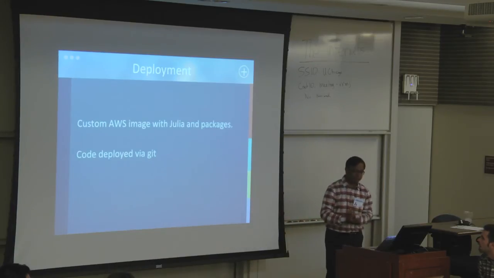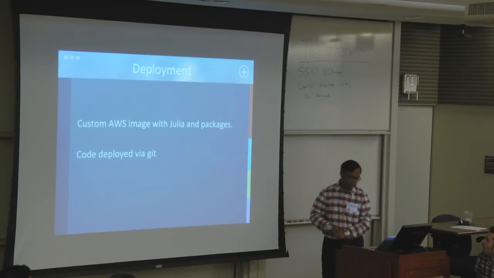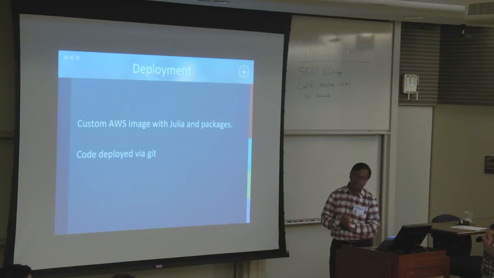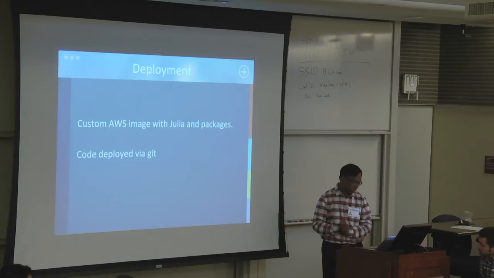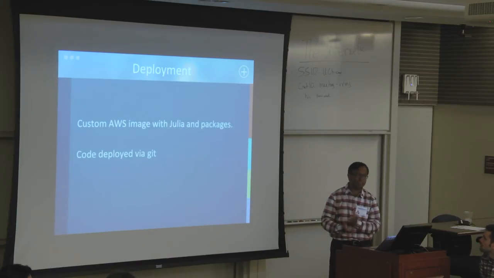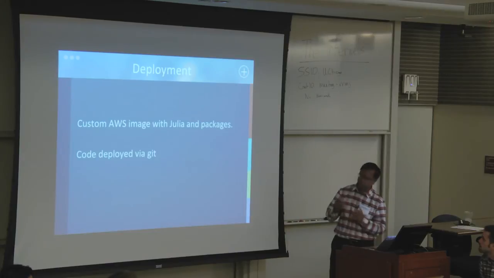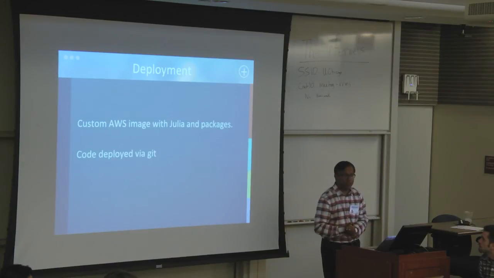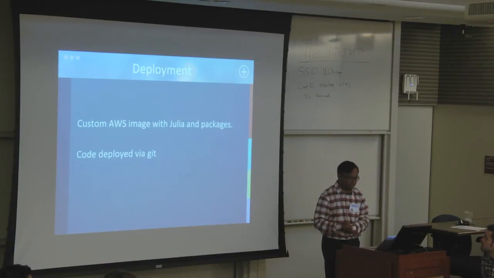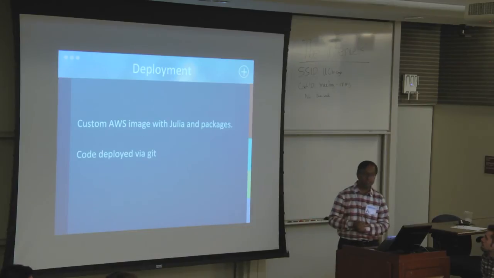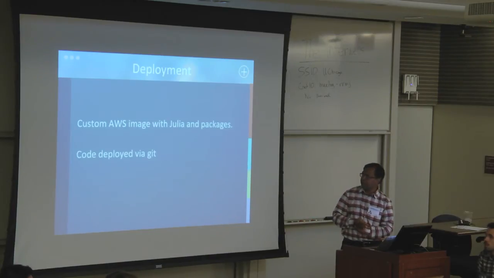In terms of deployment, so let me talk a little bit about deployment. The way we deploy stuff right now is on Amazon. Our servers run on AWS. And so we've created a custom AWS image with a known good Julia binary. We use Ubuntu images, so we use the pre-built Ubuntu Julia. We don't have to build Julia on the AWS images. And that works reasonably well.